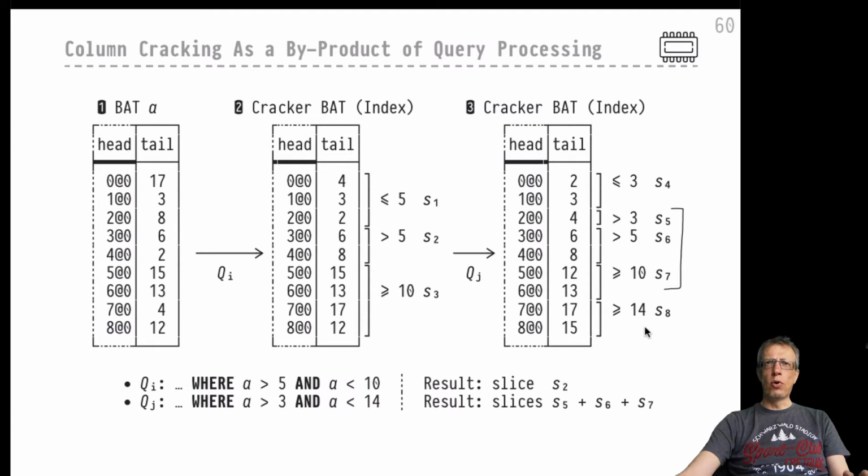And of course, the more queries come, the more we can exploit this fine granular knowledge about the range borders and piece together our results from either existing slices, existing intervals, or by splitting existing intervals into new intervals, and thereby refining the cracker index in exactly those parts of the data that are relevant for our query workload.